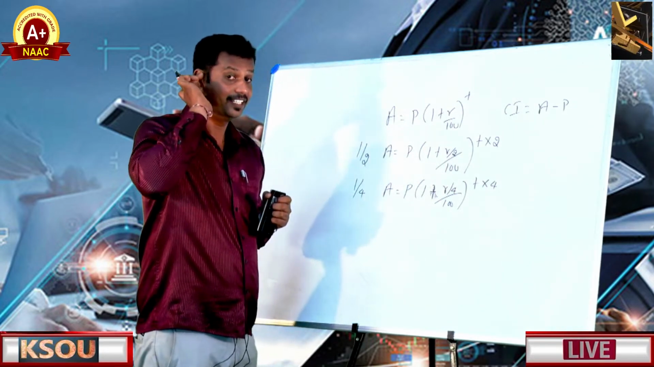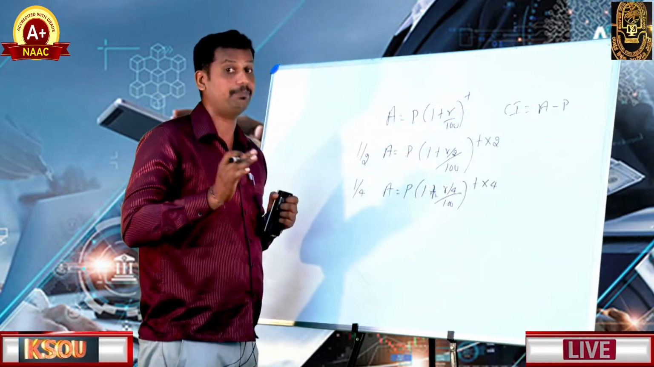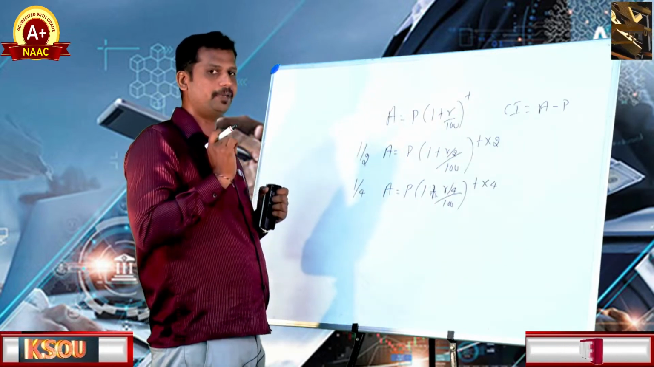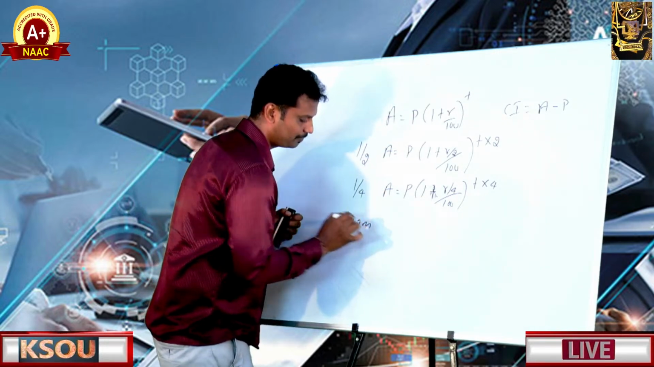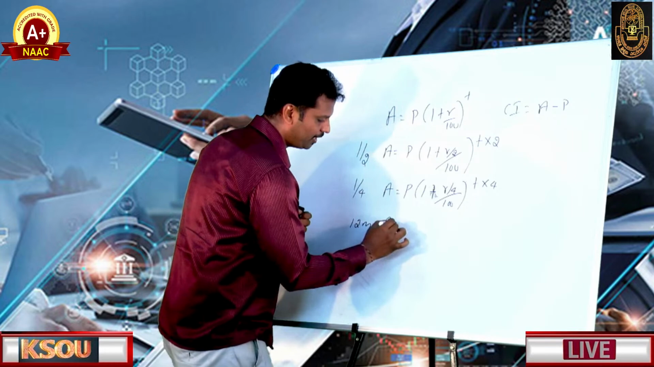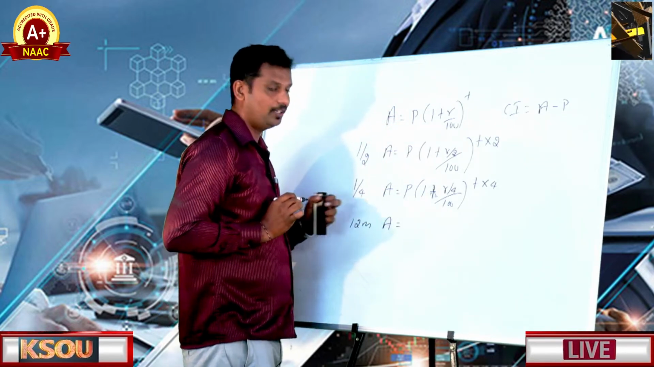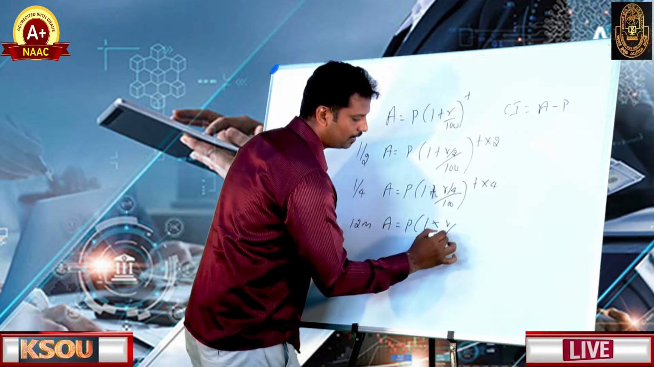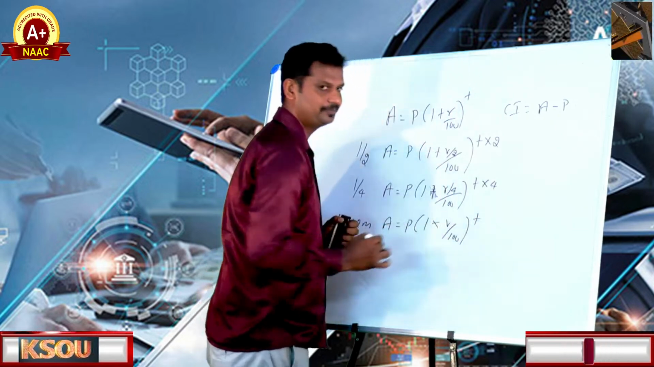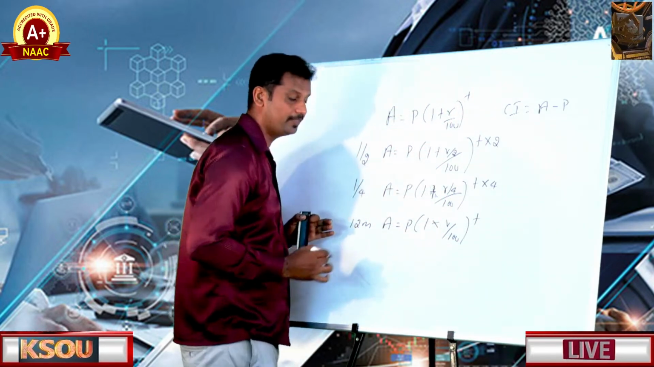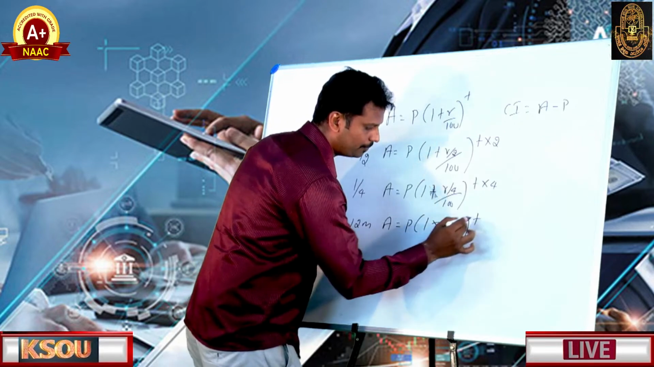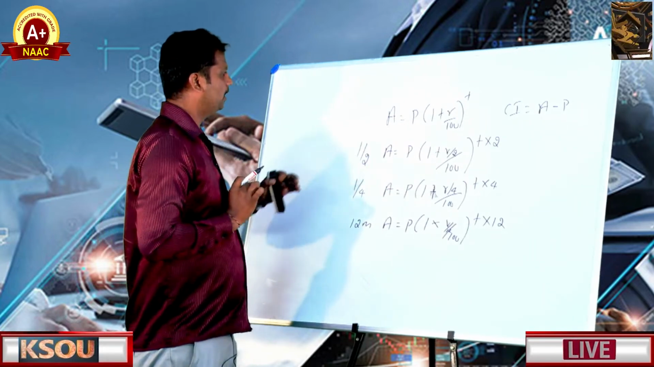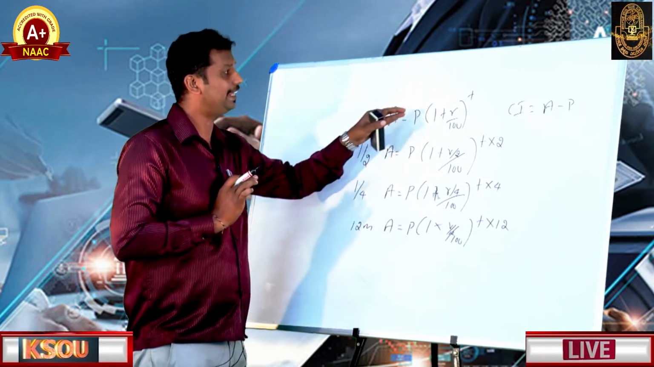In case the compound interest is calculated per month, every month the interest will be compounding. What is the number of months per year? 12 months. Yes or no? The basic formula is A equals P into (1 plus R divided by 100) to the power of T. With 12 months per year, R is divided by 12 and T is multiplied by 12. Clear now? Okay.